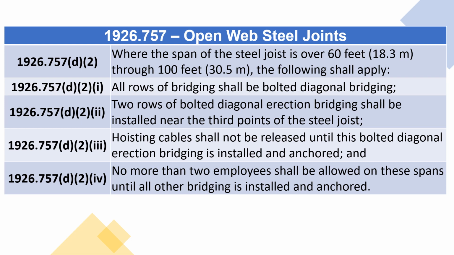1926.757 D2, where the span of the steel joist is over 60 feet (18.3 meters) through 100 feet (30.5 meters), the following shall apply.